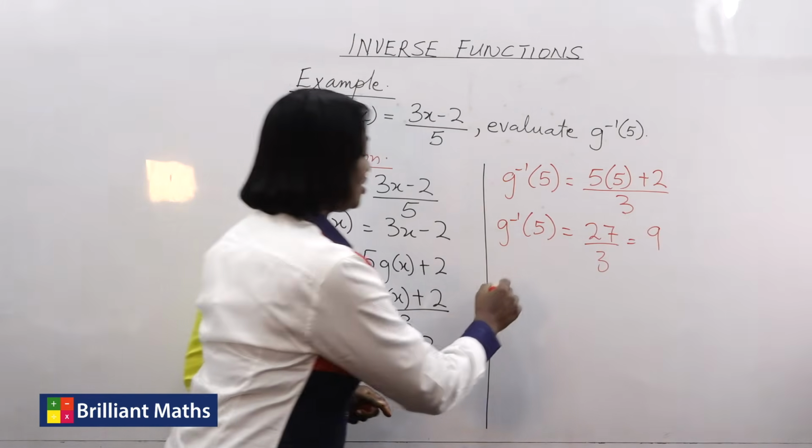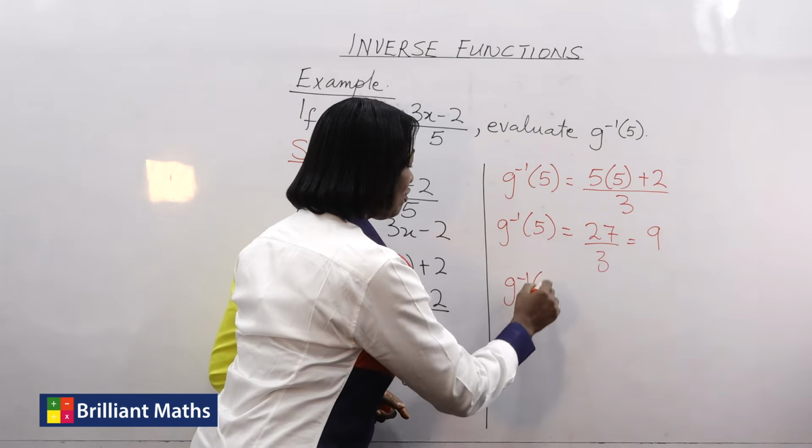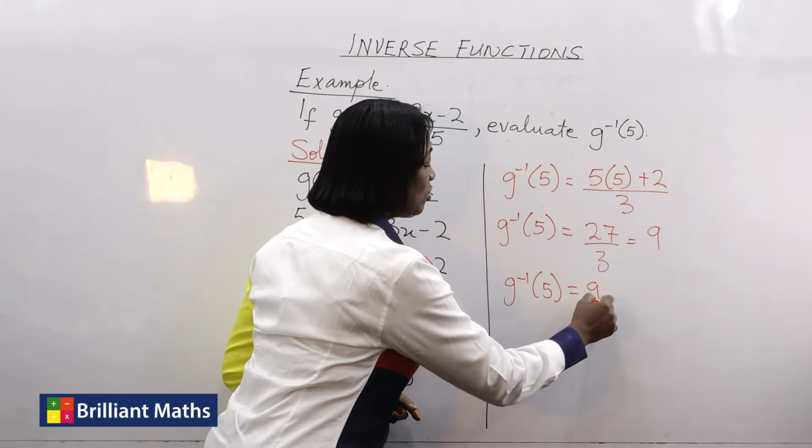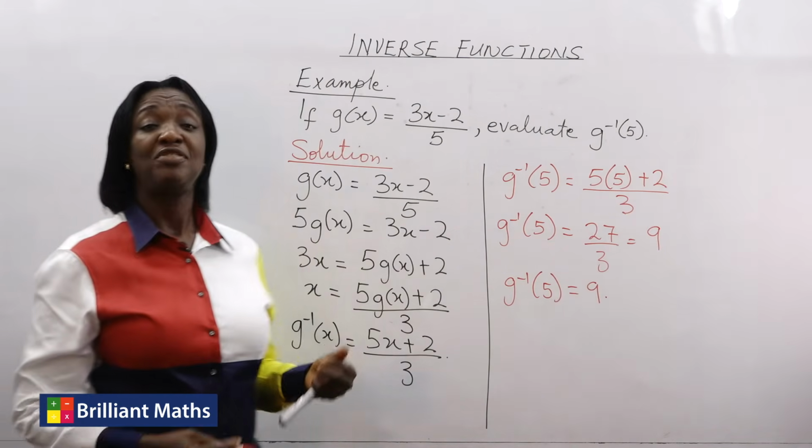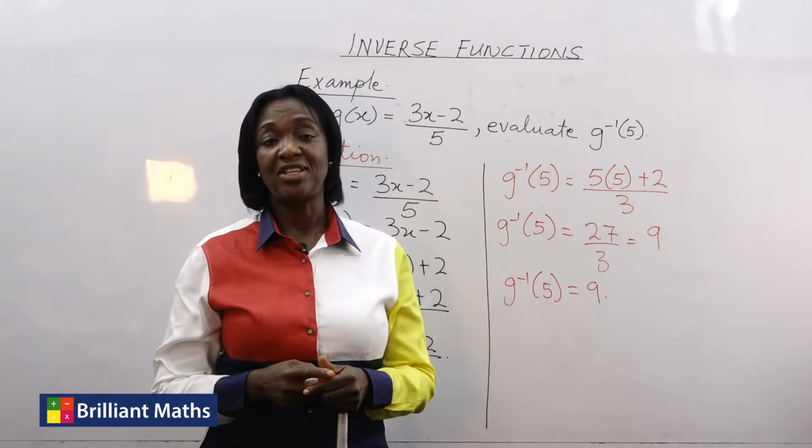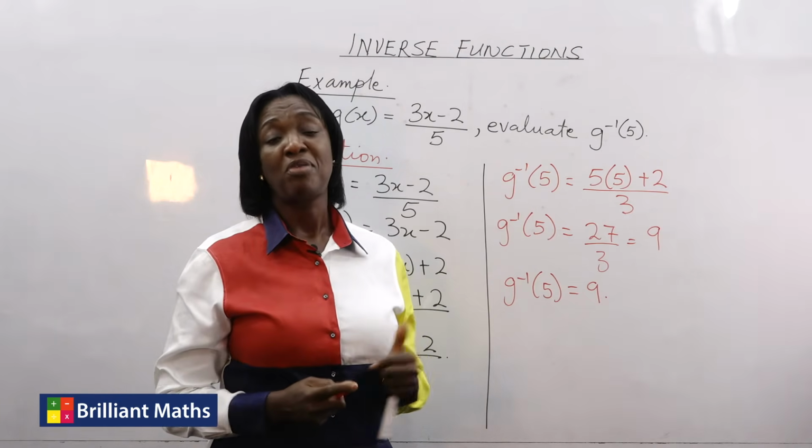So g inverse of 5 is equal to 9. This is actually very easy. Take your time to solve some more problems.